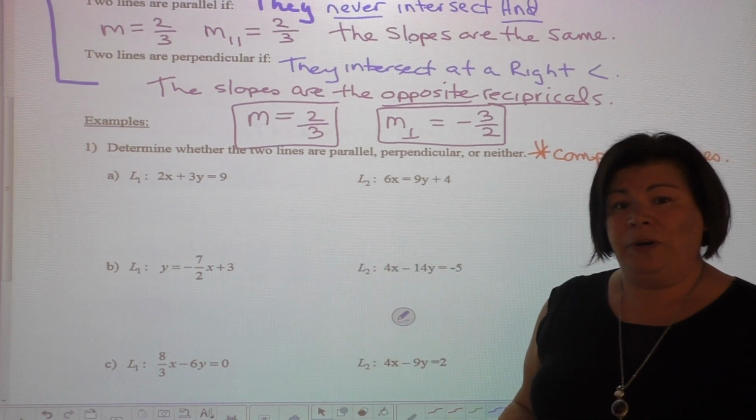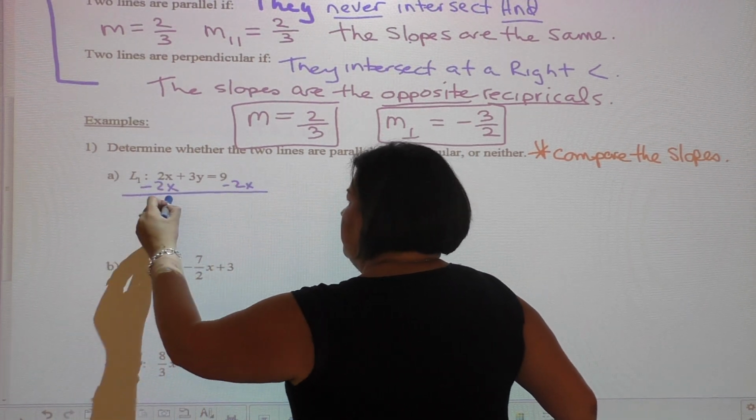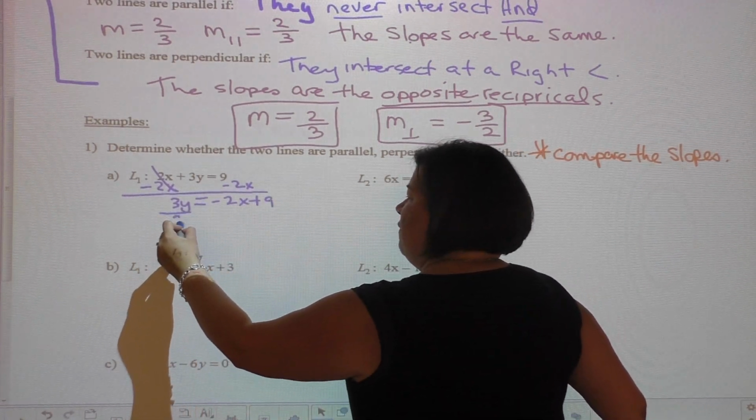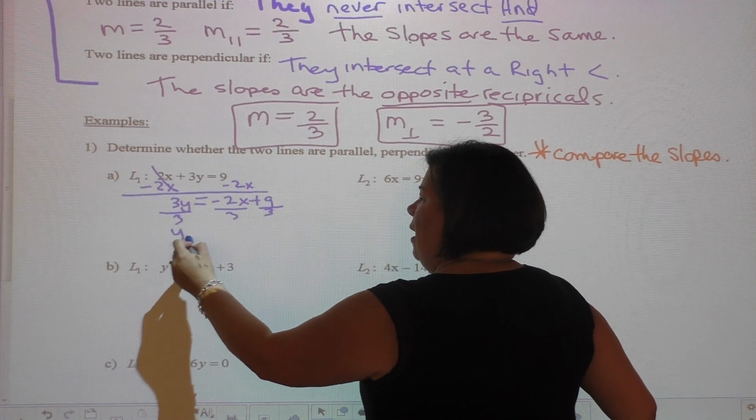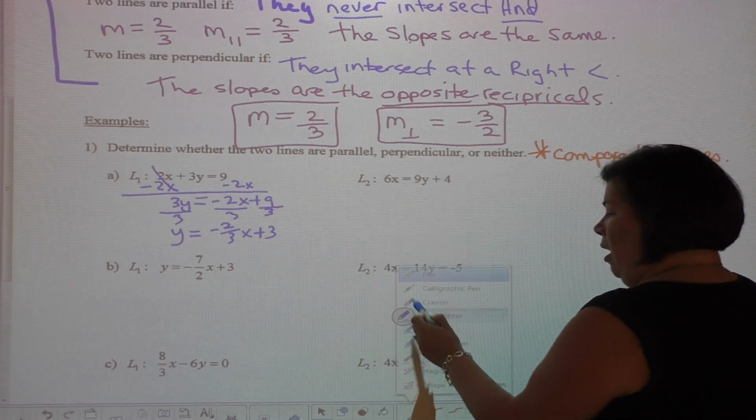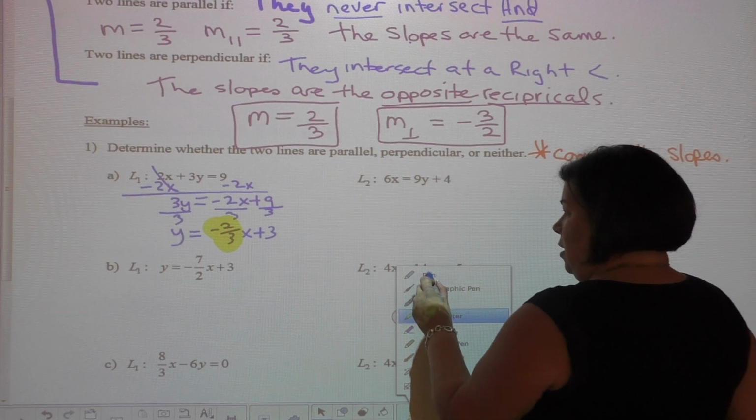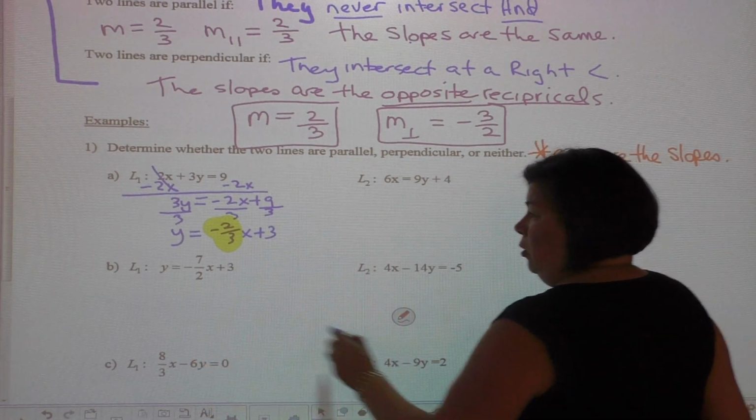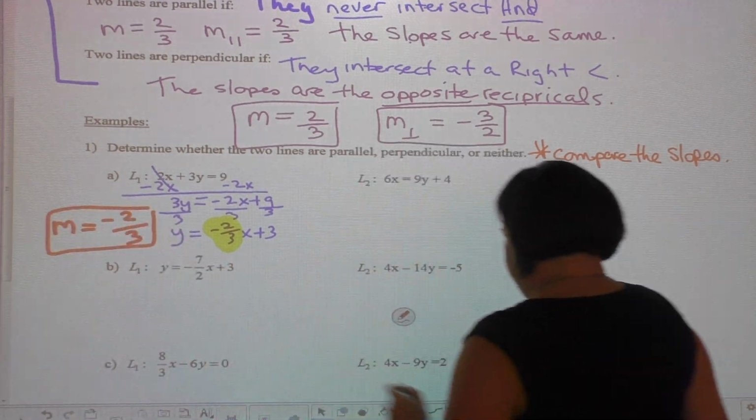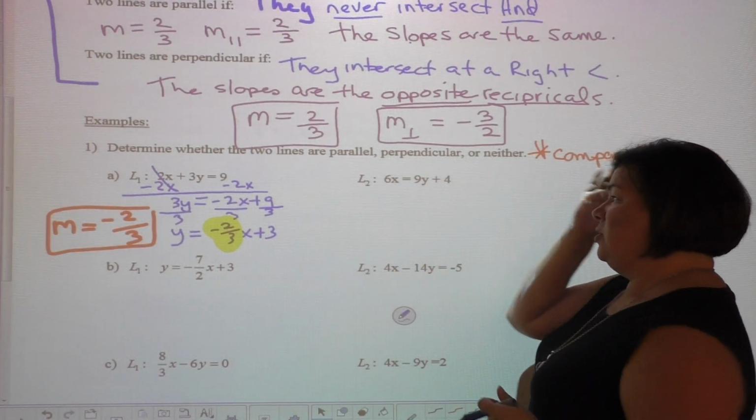It helps when they're in slope-intercept form, so you can compare the slopes. Since they're not in slope-intercept form, put them in slope-intercept form. So 3y equals negative 2x plus 9. Divide everything by 3. Y equals negative 2/3 x plus 3. All I care about is the slope, which is the coefficient in front of the variable x. So in this line, my slope is negative 2/3.